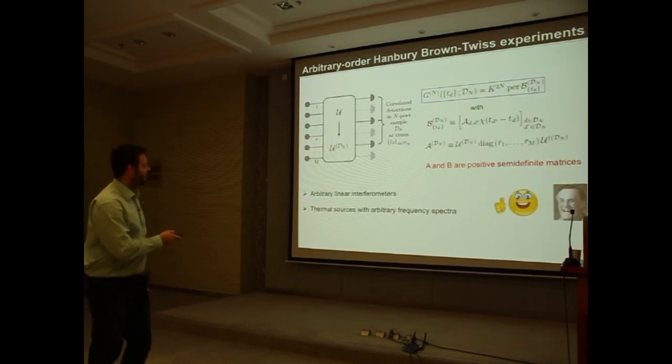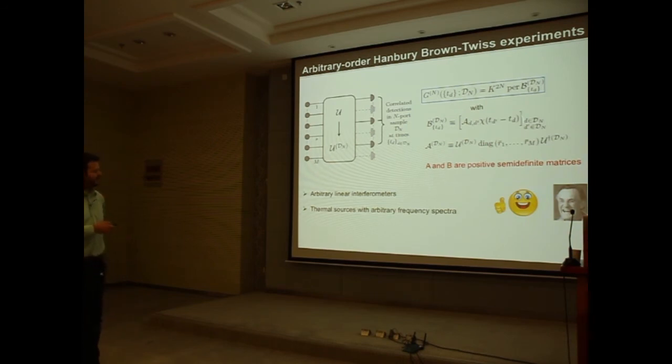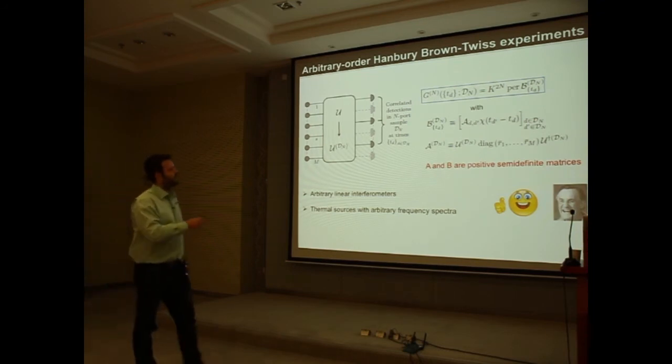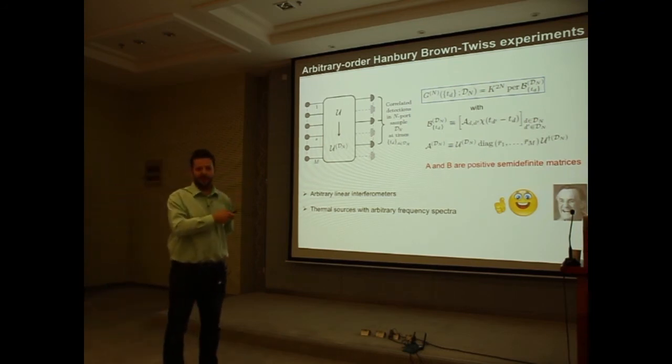Okay, actually, at the same time we were working on this, Rahimi-Keshari, Lund, and Ralph did a similar work, but not with correlation measurements, and basically in their case they were looking at monochromatic sources. They were not interested in Hanbury Brown-Twiss. And so the fact that you have thermal light brought them to the conclusion that this class should be trivial to compute.